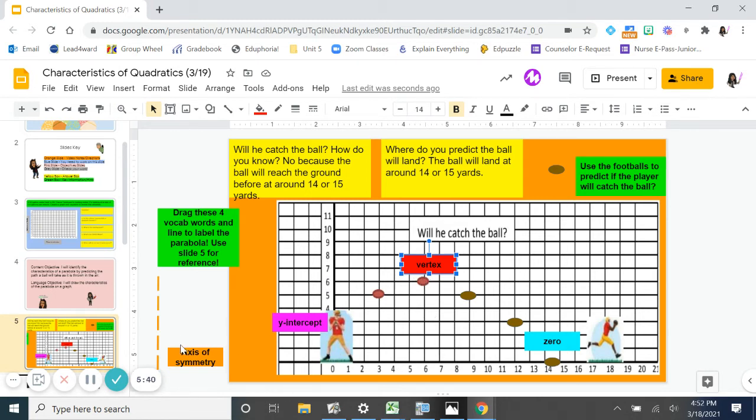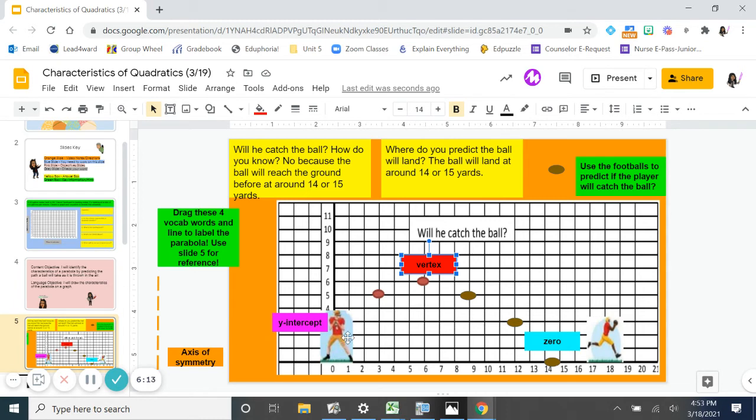Okay. And the last vocabulary word over here is axis of symmetry. So symmetry, or being symmetrical, means that if you cut something in half, it is the same on both sides. So think of a butterfly. We don't want to cut a butterfly in half, but if you look at a butterfly and you folded its wings and you opened it up, whatever you see on the left should be the same on the right hand side. So that's what symmetry means. It means it's the same on both sides when you half it in the middle.